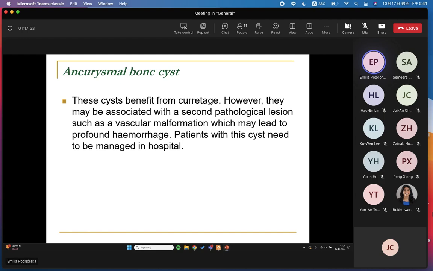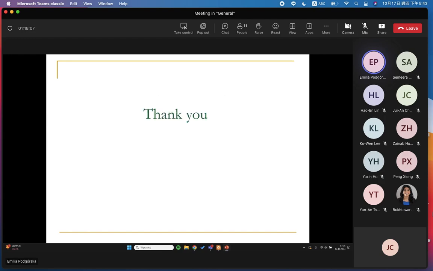Aneurysmal bone cysts benefit from curettage. They may be associated with second pathological lesions such as vascular malformation, which may lead to profound hemorrhage. Patients with this cyst need to be managed in hospital.